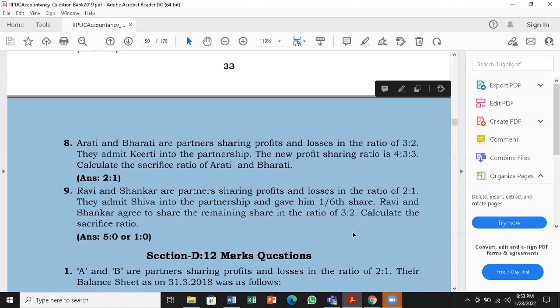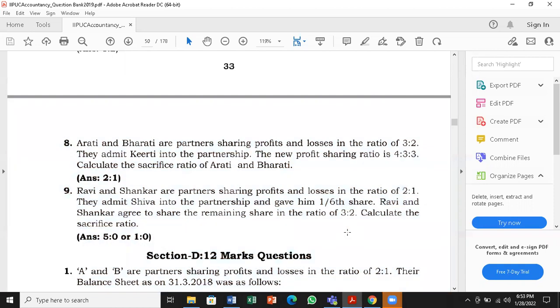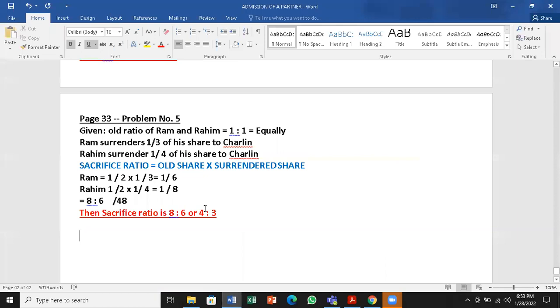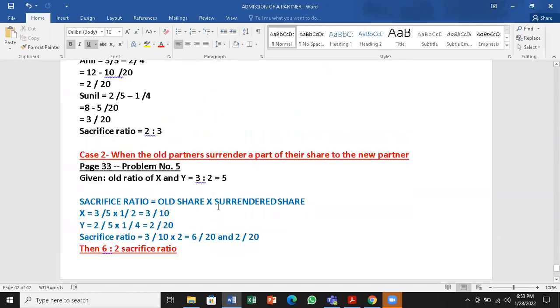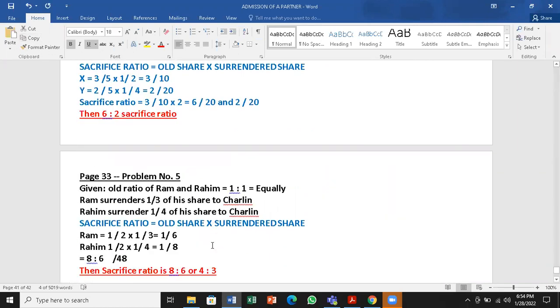Calculate the sacrifice ratio. So here, new ratio is not given. So new ratio has to be calculated. That is the first part of it. Then we have to go for sacrifice ratio. So the situation here is a different one. We call that case 3.